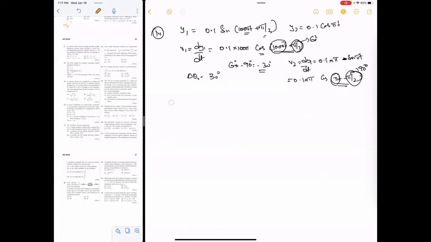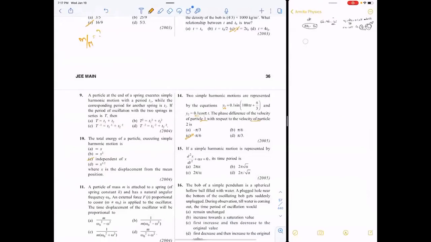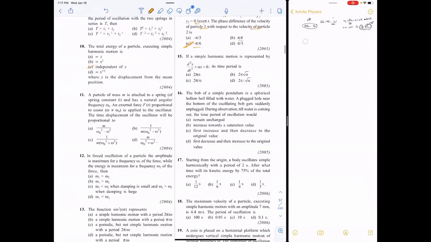So this is the actual value, but he's asking with sine. Minus pi by 6. So when we are getting this, again I am cross-checking what is right and wrong. Right?